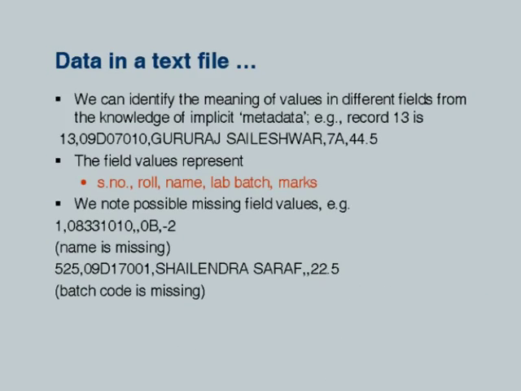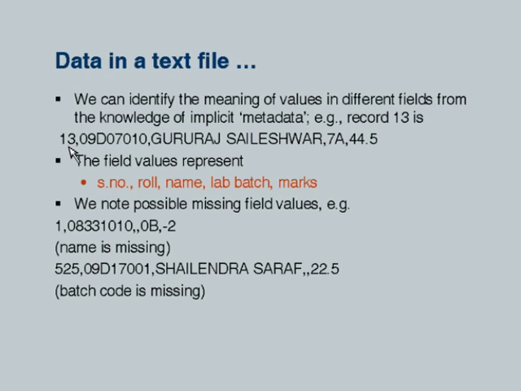So, the first thing we begin by is identifying the meaning of values in different fields from the knowledge of implicit metadata. You are teachers, you have teaching assistants, they have given you this spreadsheet. Because you are the teacher, you know exactly what the data is. You will be able to figure out that the first field is a serial number, the next field is a roll number, the third field is name, the fourth field is batch, the fifth field is marks, etc. We also note the possible missing field values. So, name is missing here, batch code is missing.